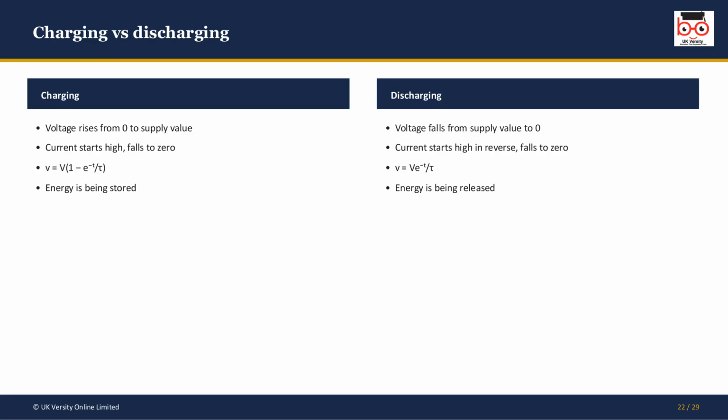Let's set charging and discharging side by side. When charging, the voltage rises from 0 up to the supply value. The current starts high and falls to 0. The voltage follows 1 minus e to the minus t over tau, and energy is being stored. When discharging, the voltage falls from the supply value back to 0. The current starts high but flows in reverse before dying away. The voltage follows e to the minus t over tau, and energy is being released.